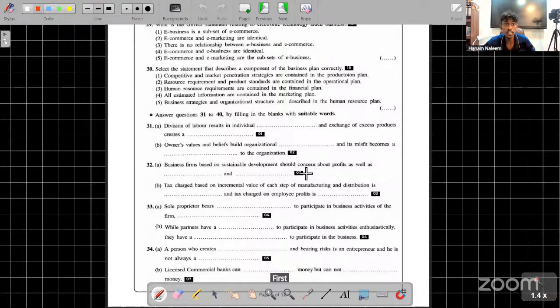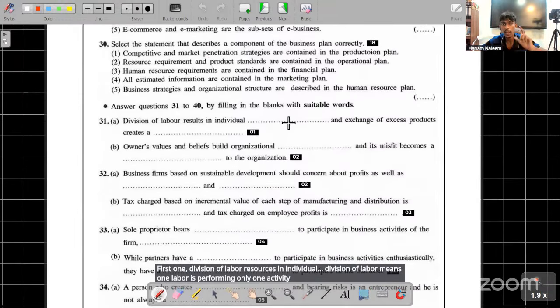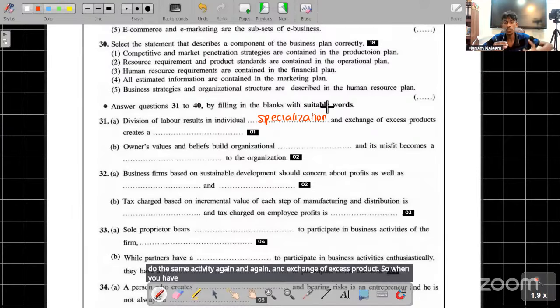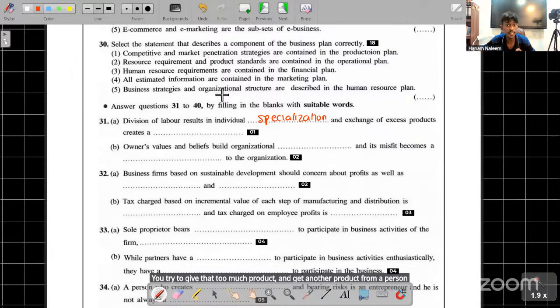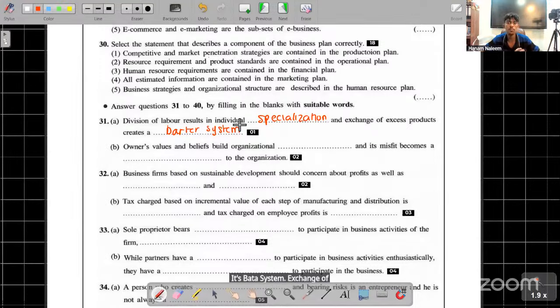First one, division of labor results in individual specialization. Division of labor means one labor is performing only one activity. So if only one labor is performing one activity, it will result in specialization, because you do the same activity again and again. And exchange of excess product. So when you have too much, you try to give that extra product and get another product from a person. But what do you say for that? Trade? It's not trade, it's barter system, right? It's barter system. Exchange of excess product is called barter system.